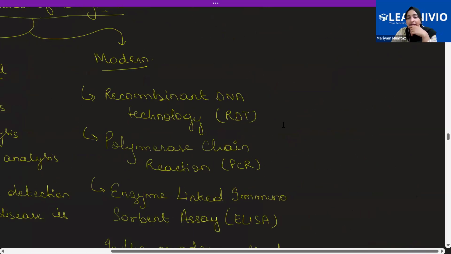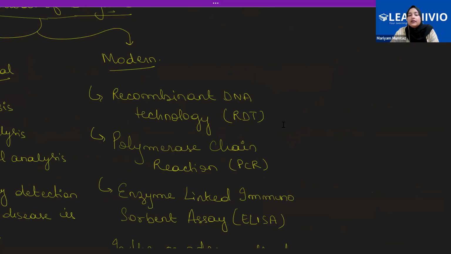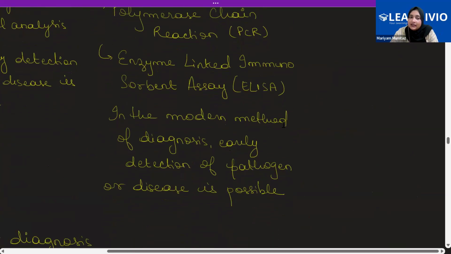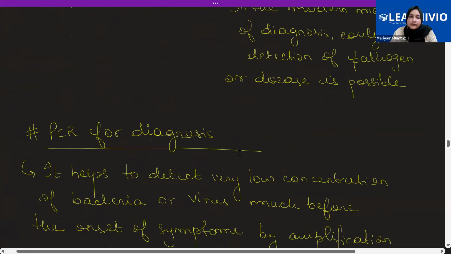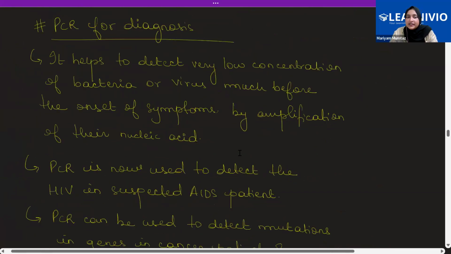Whereas the modern methods of diagnosis are the use of RDT, the use of PCR, that is polymerase chain reaction, and the use of ELISA, that is enzyme-linked immunosorbent assay. In the modern methods of diagnosis, early detection is possible much before the pathogen has become widespread. So let us see, the first is the usage of PCR, that is polymerase chain reaction.